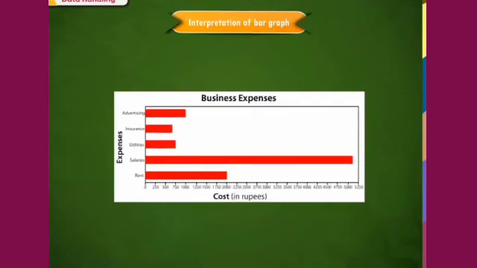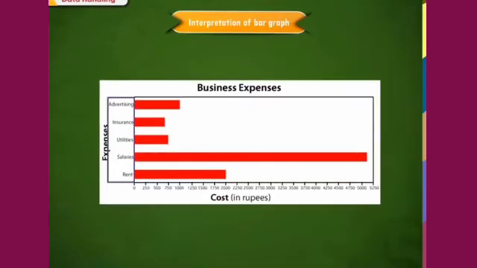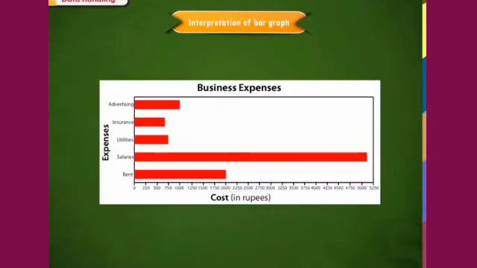Let us interpret another bar graph. Mr. Sharma recorded the data of his business expenditure as a bar graph. Look at this bar graph. This shows the business expenditure on advertisement, insurance, utilities, salaries and rent. Each unit is equal to rupees 25. It is clear from the graph that the maximum expenditure is on salaries. The minimum expenditure is on insurance. The difference between the expenditures on advertising and utilities is rupees 250.